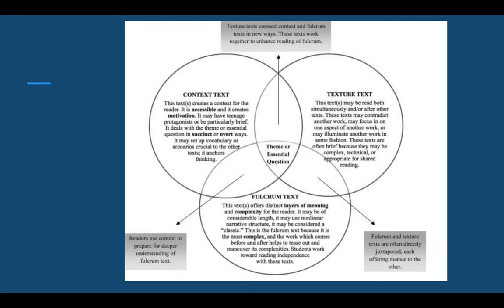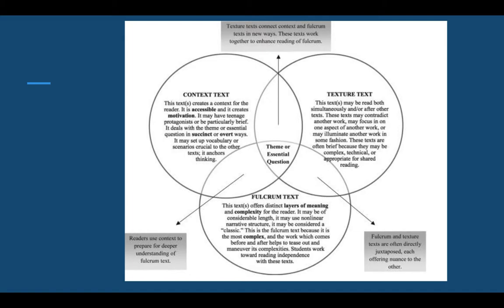So what her model talks about is, we have to think of text sets in terms of three different functions. In the very center, overlapping all three of the texts, is the theme or the essential question. This is really the heart of it, and writing a good essential question is very important.